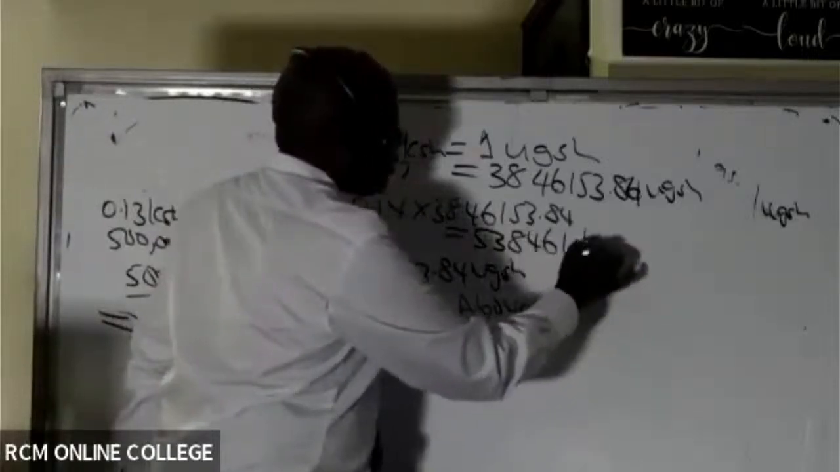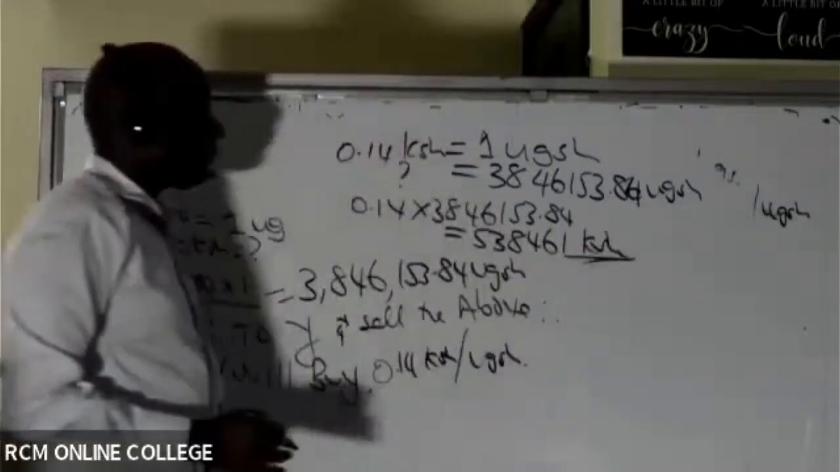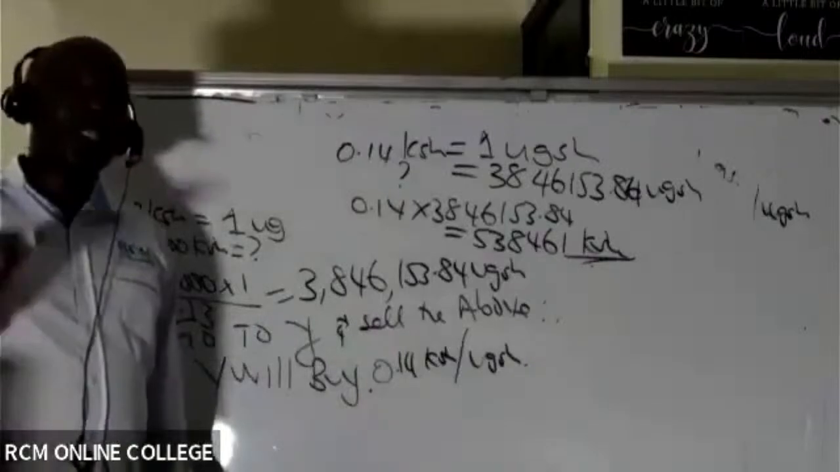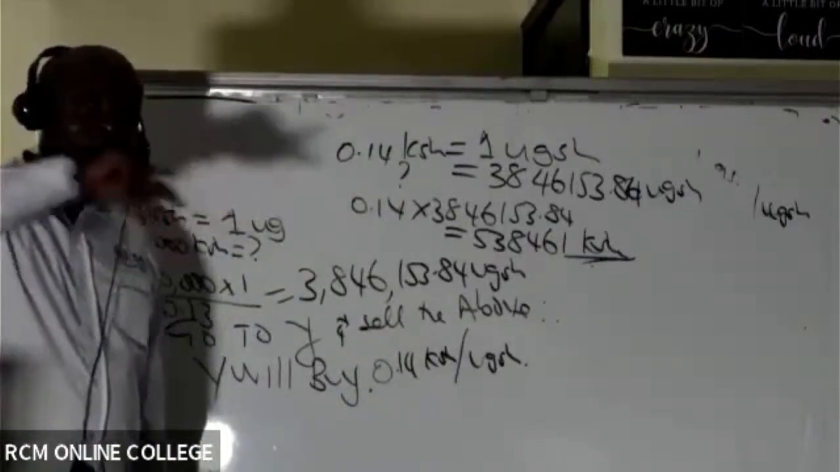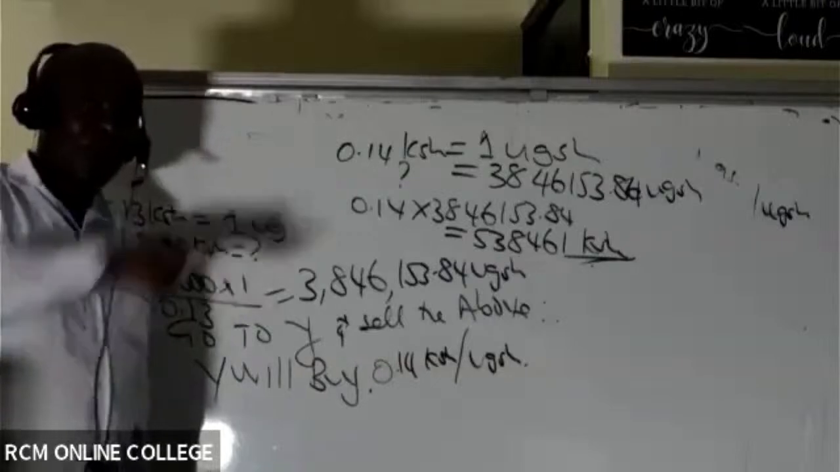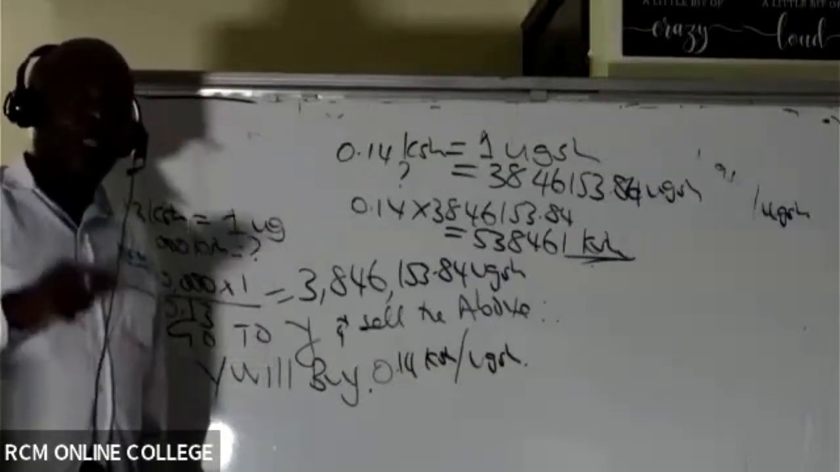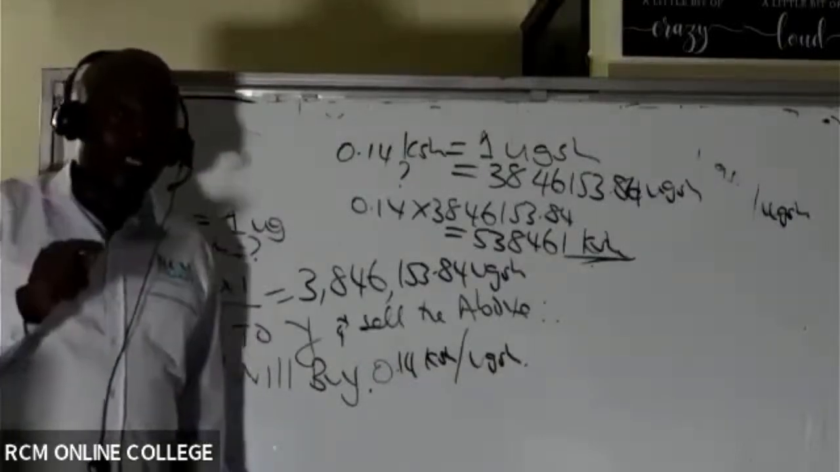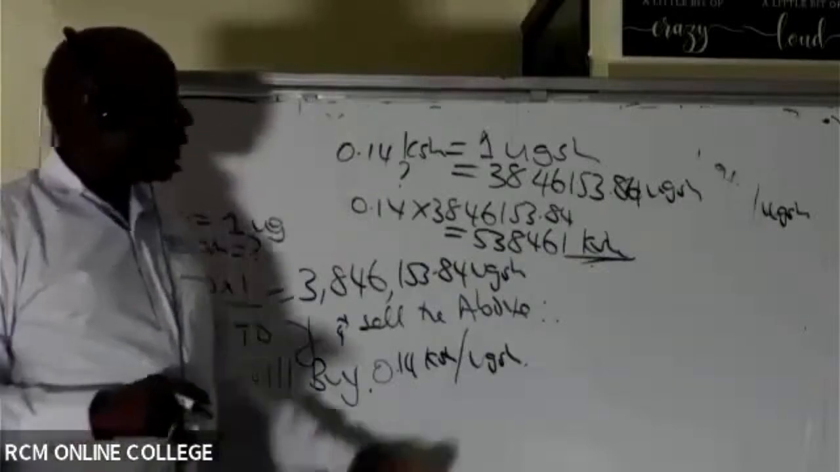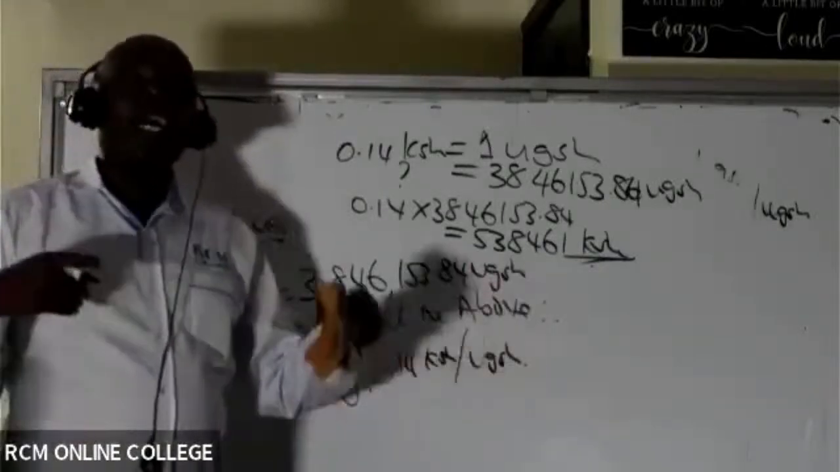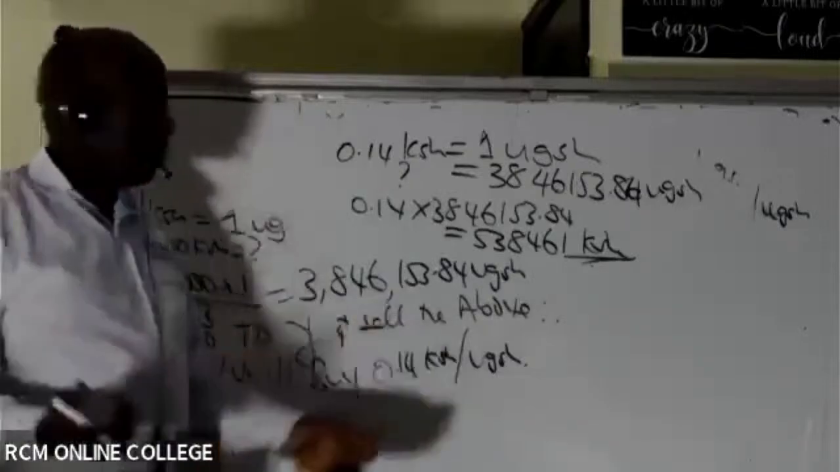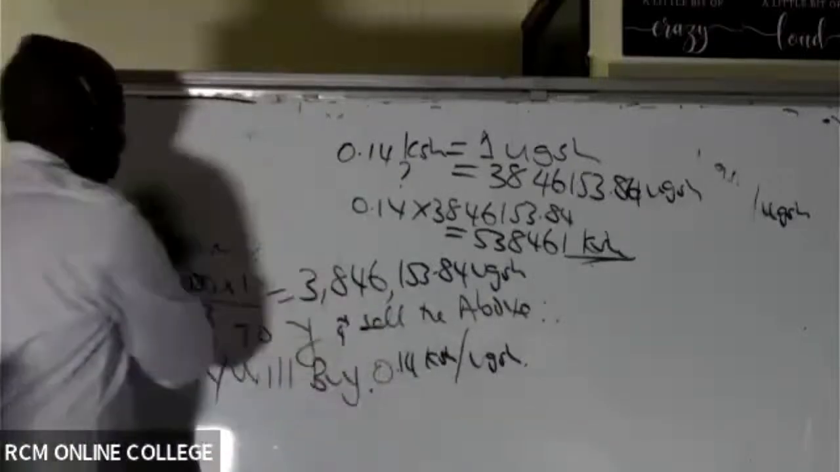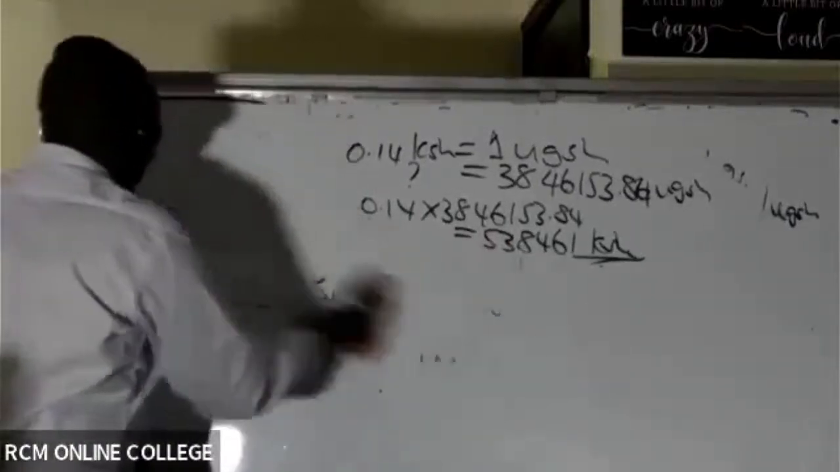Now remember, these are Kenya shillings. So is there somebody who is seeing a profit? Remember, we began with how much in terms of Kenya shillings. We've gone round and we've come back home. We started with 500,000. By moving that journey, we get 538,461. So we are getting a profit. And that profit will be known as arbitrage profit.